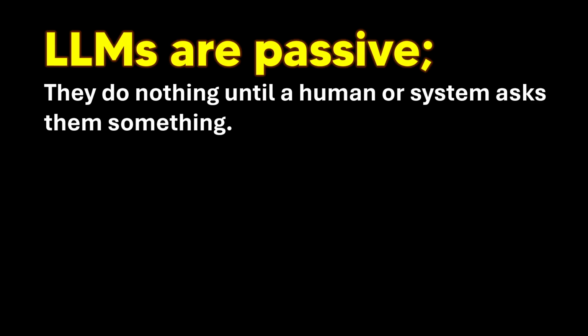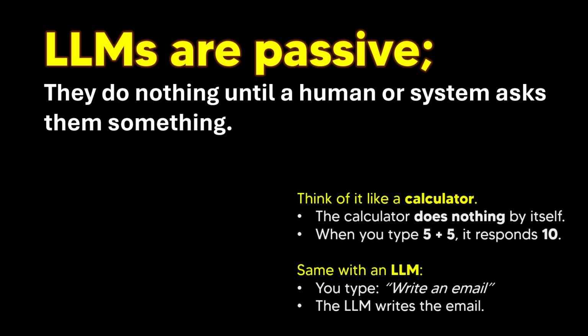Just like the way you use ChatGPT, Grok, Gemini, right? They do nothing until you go to ChatGPT and type something. That's what passive means, right? And just think of it as a calculator. The calculator does nothing by itself, right? And when you type 5 plus 5, it responds 10. That's the same thing with an LLM.